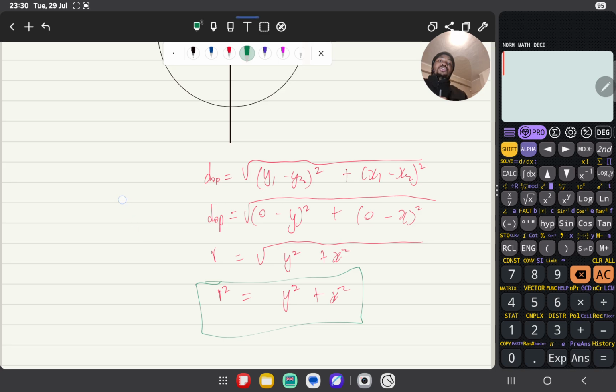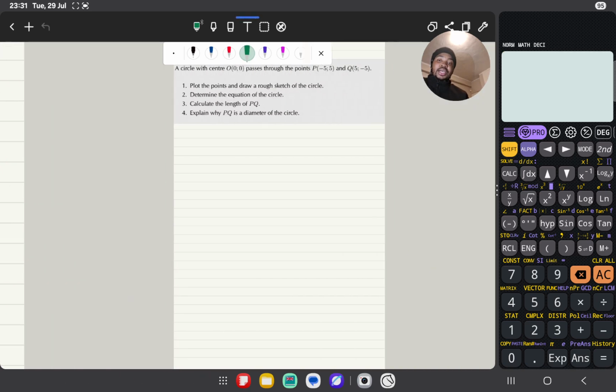Now we're going to try to apply all this knowledge we have just learned, do a couple of examples, and let's not waste any time.